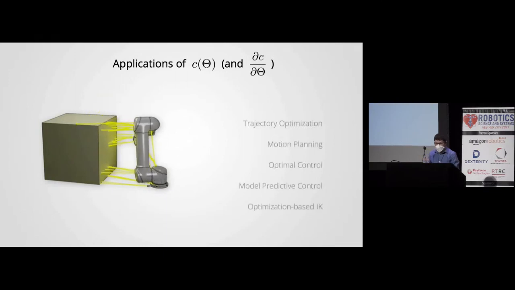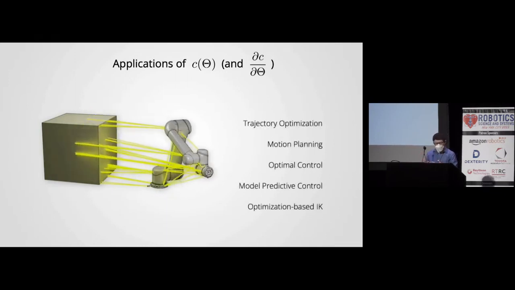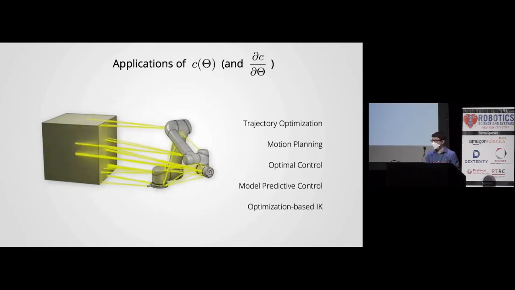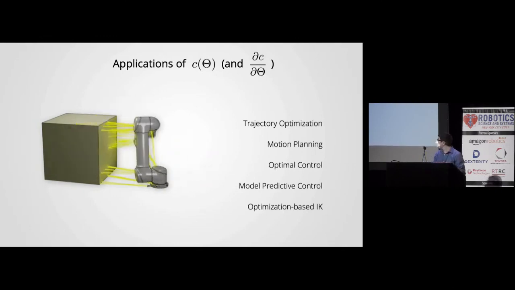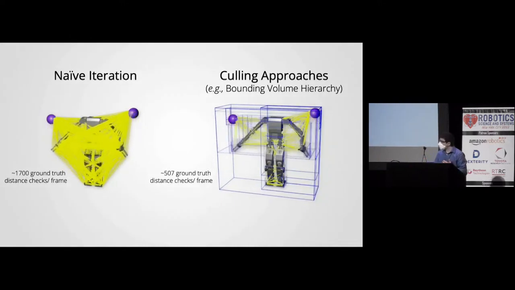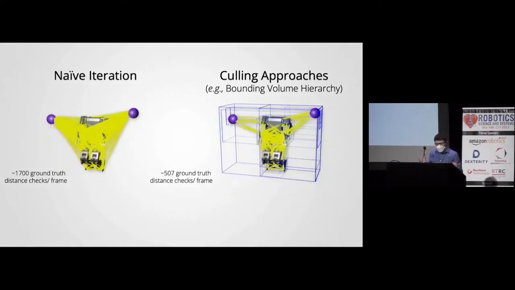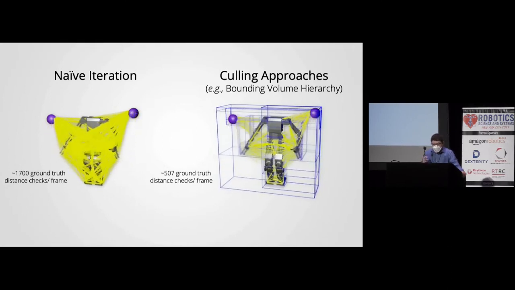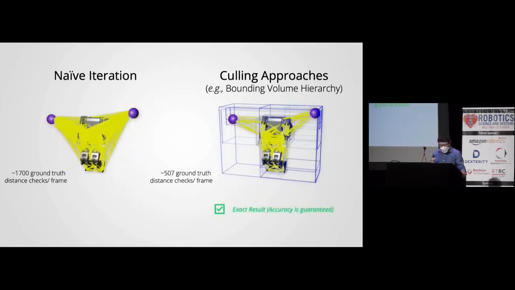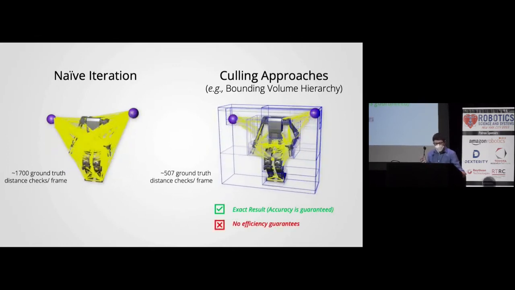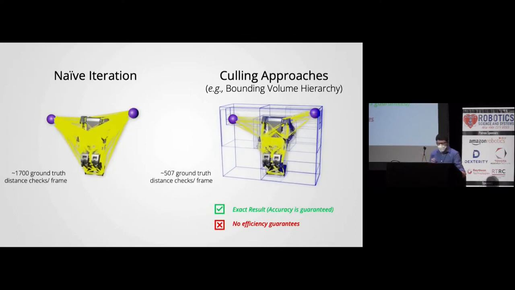Many areas of robotics, like those listed here, rely on this kind of function, as well as its gradient, to generate motions that avoid or adapt to potential collisions. So a big question at this point is, how should this collision proximity function be computed? Culling approaches, such as bounding volume hierarchies, try to eliminate many unnecessary distance checks at runtime. These approaches still provide an exact result, but they have no efficiency guarantees, and in the worst case, may still need to perform distance checks between all pairs of shapes.